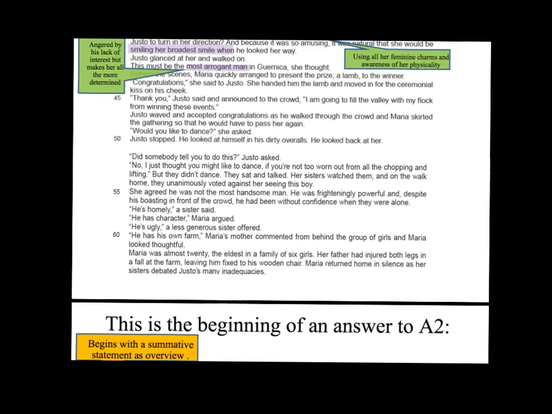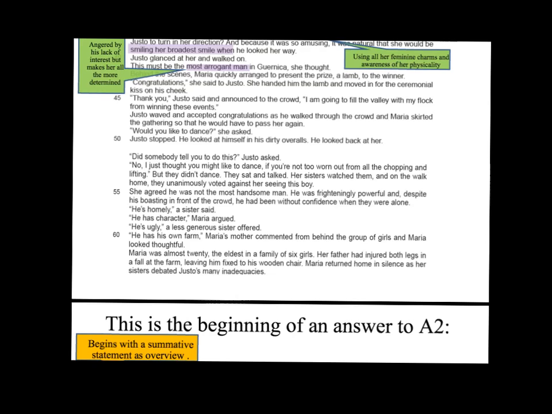Behind the scenes, Maria quickly arranged to present the prize, a lamb, to the winner. "Congratulations," she said to Justo. She handed him the lamb and moved in for the ceremonial kiss on his cheek. "Thank you," Justo said and announced to the crowd, "I'm going to fill the valley with my flock from winning these events." Justo waved and accepted congratulations as he walked through the crowd, and Maria skirted the gathering so that he would have to pass her again. "Would you like to dance?" she asked. Justo stopped. He looked at himself in his dirty overalls. He looked back at her. "Did somebody tell you to do this?" Justo asked. "No, I just thought you might like to dance, if you're not too worn out from all the chopping and lifting."